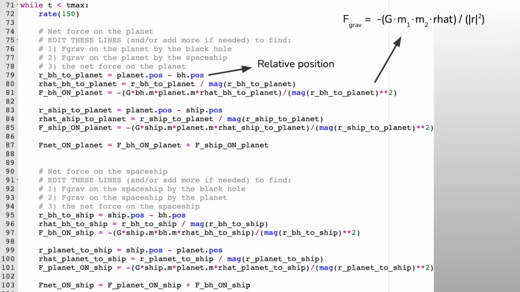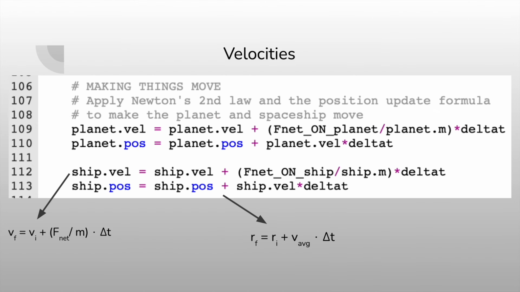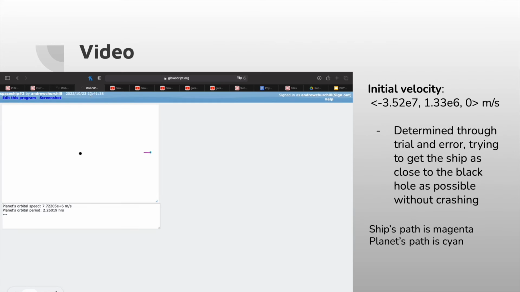Since there are two objects in the system, the planet and the ship, I had to find the forces acting on both the planet and the ship, which is done through the process shown. The velocities are determined by the velocity update formula, and the positions are determined by the position update formula, as shown. This video shows the route taken by the ship to get as close to the black hole as possible.